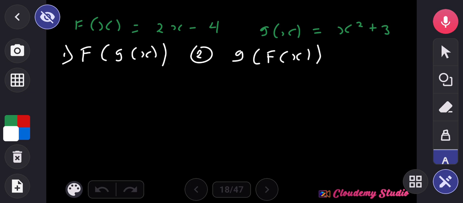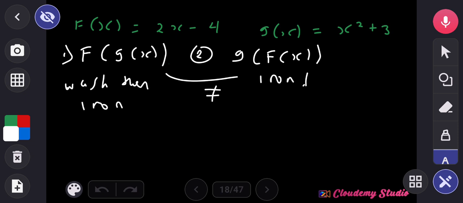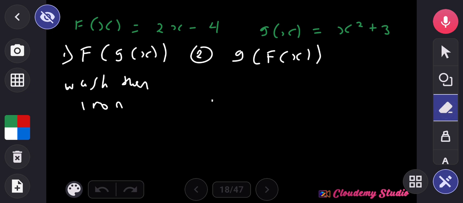Please, you have to understand that this one is not equal to this one. They are not the same thing. It's just like this one is wash the clothes, then iron the clothes. And this one is iron, then wash. You understand? They are not the same thing at all. You are not going to get the same answer. So if they give you f of g of x, it is different from g of f of x. You have to know that. So let us solve the first one.